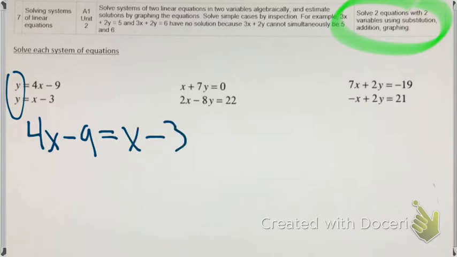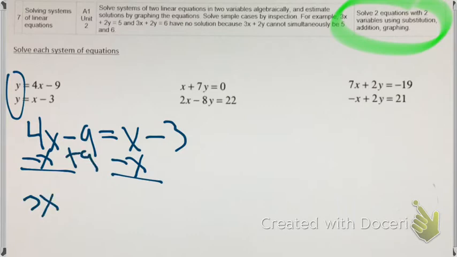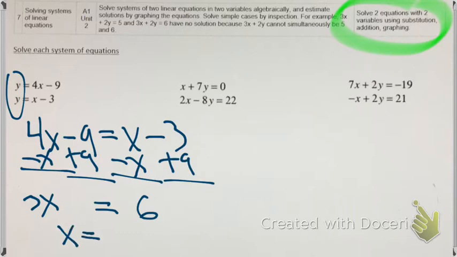And then I can solve by, let's see, we got some variety. Let's do this. Let's subtract x from both sides. That gives us 3x on the left. And let's add 9 to both sides. That gives us 6 on the right. Therefore, 3 times 2 is 6, so x equals 2.